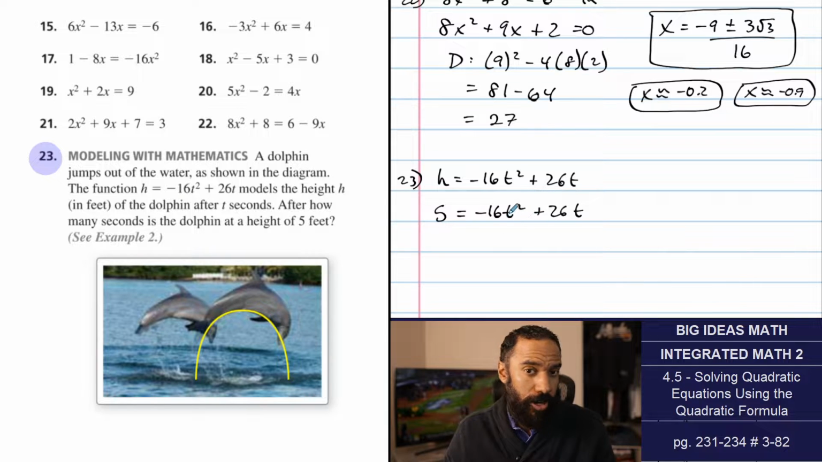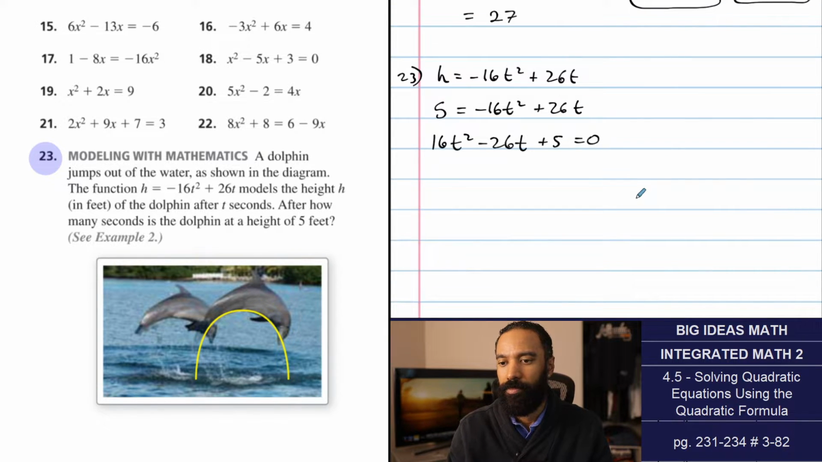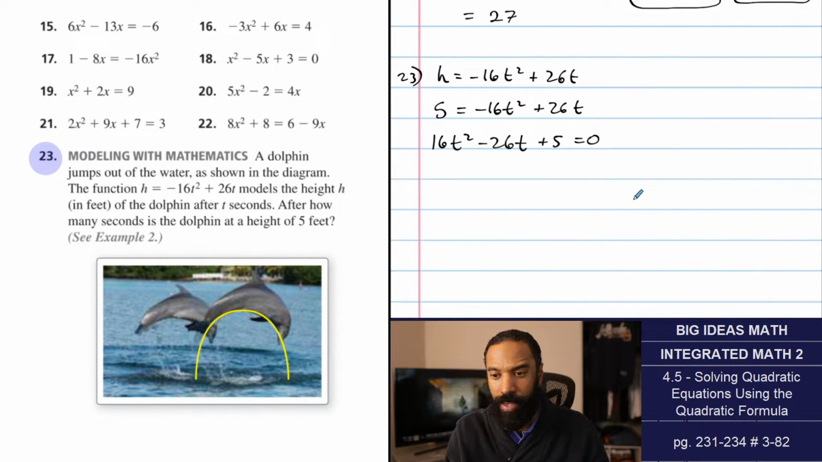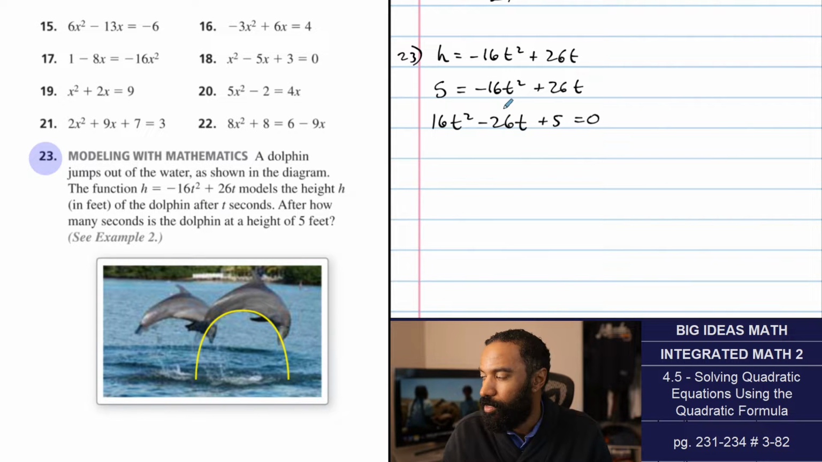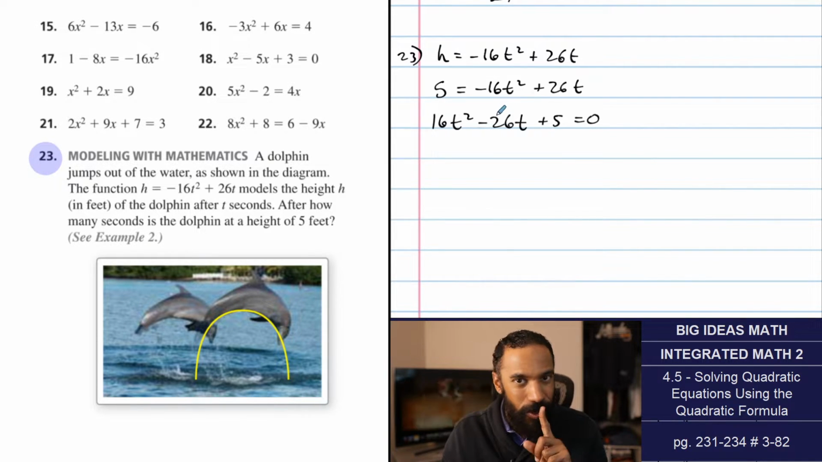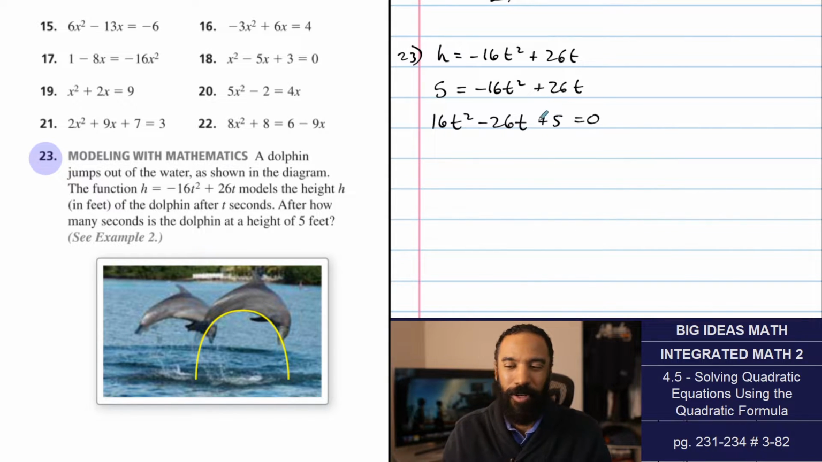Set everything equal to 0. Even if it was factorable, I'd want to do this. 16t squared I'm going to add over, 26t I'm going to subtract over. I got 5 positive on that same side, and that equals 0. If it's factorable, you got me. Doesn't look factorable. Looks close, actually. If this was a negative 24t, that would be factorable. Wait, no, it wouldn't. Not factorable. Okay, let's go to quadratic formula. That's the next place we go.